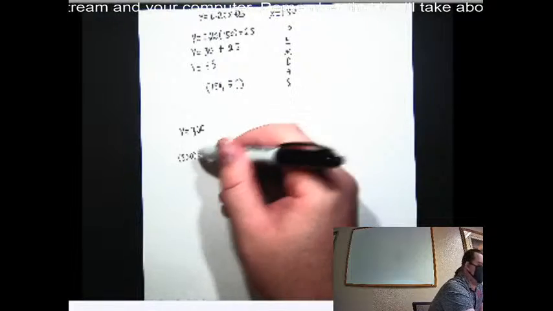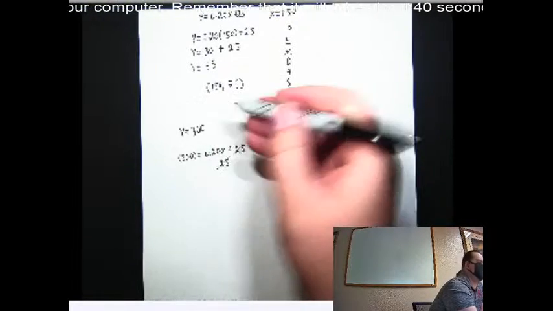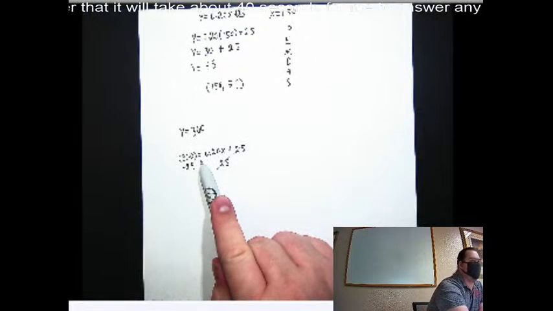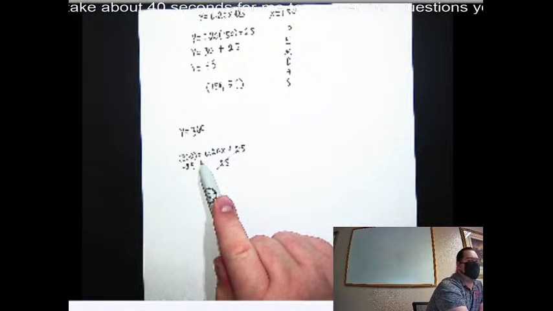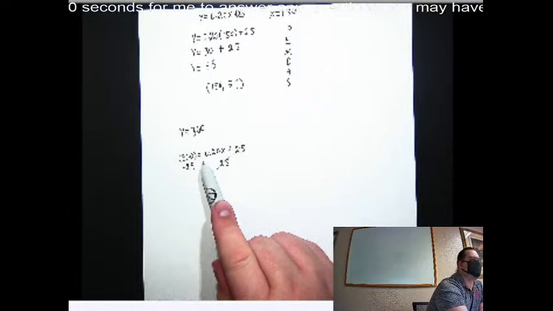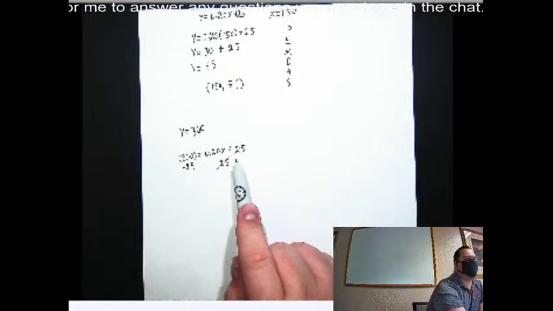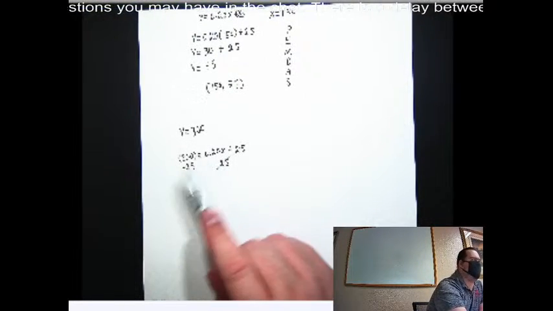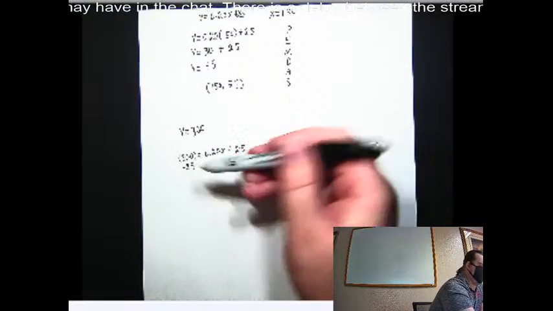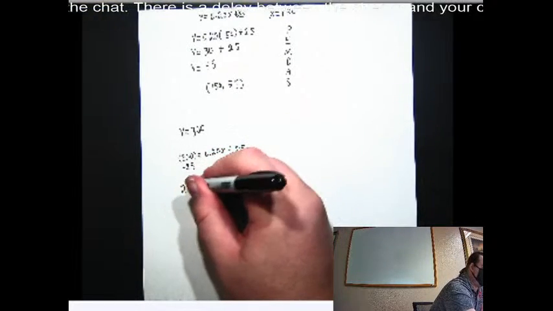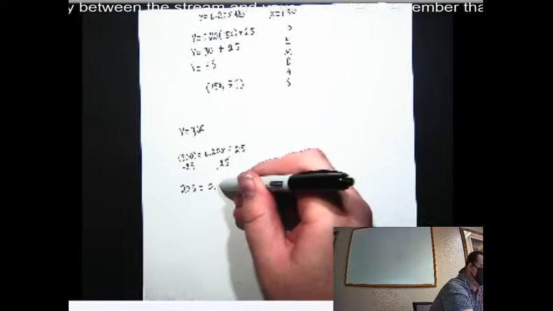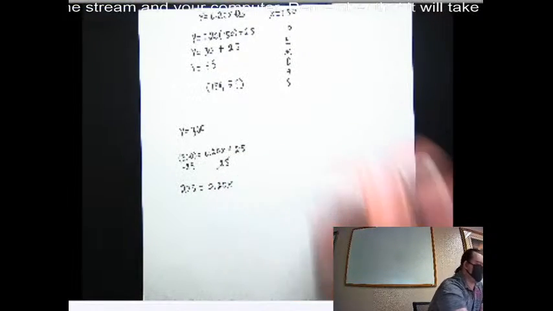The other thing you need to keep in mind, though, is whatever you do to one side, you have to do to the other, because an equation shows perfect balance. And we want to make sure that this thing stays balanced. So if we subtract 25 from one side, we have to do it to the other side as well to make it balance out. 300 minus 25 is 275. And what we have left on this side is 0.20x.